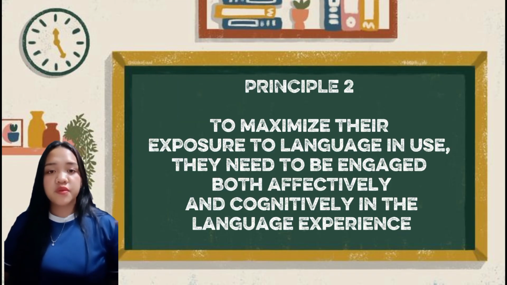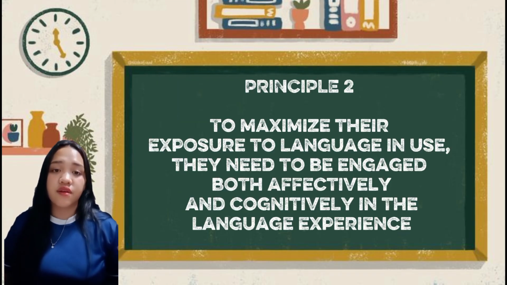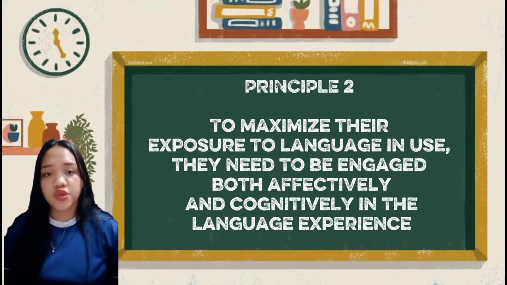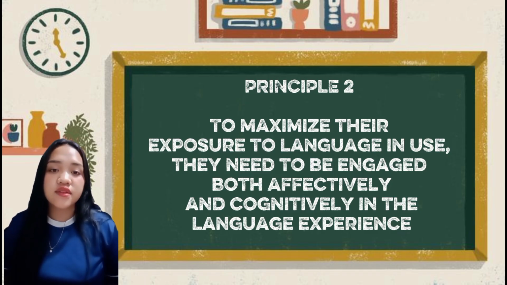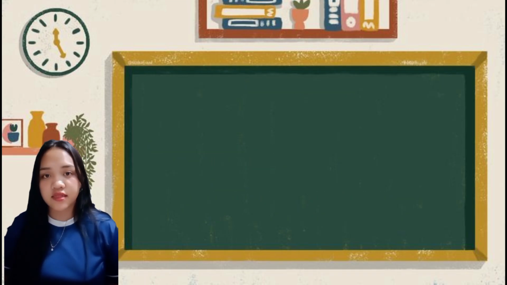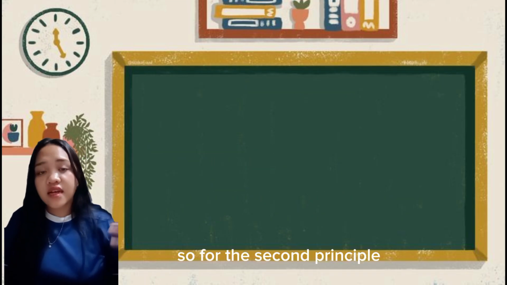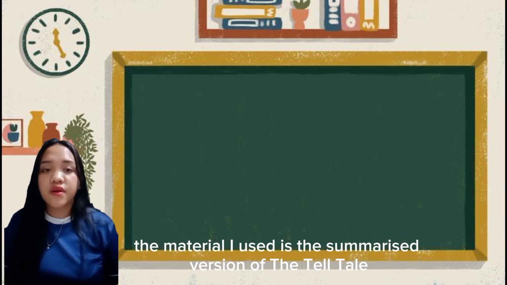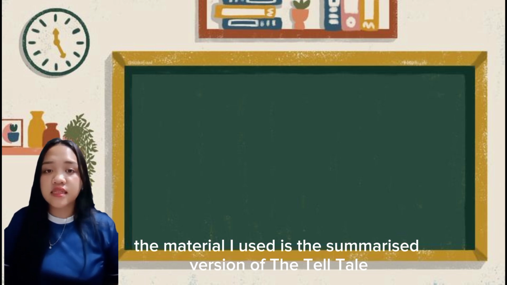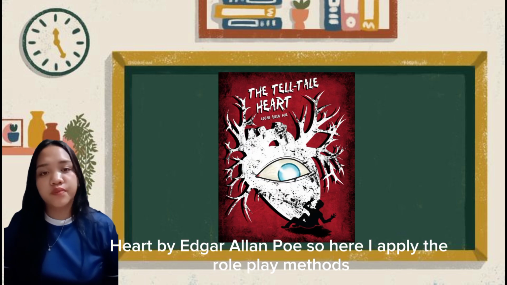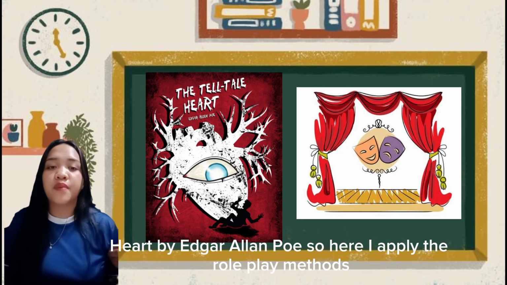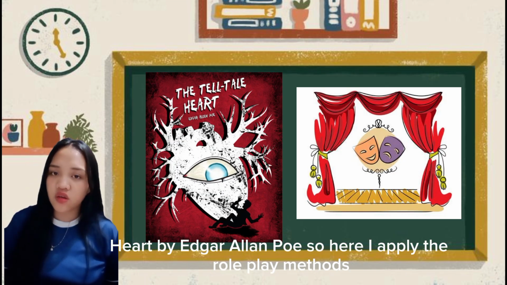So, for Principle 2, to maximize their exposure to language and use, they need to be engaged both affectively and cognitively in the language experience. For the second principle, the material I used is the summarized version of The Telltale Heart by Edgar Allan Poe. Here, I apply the role play method.